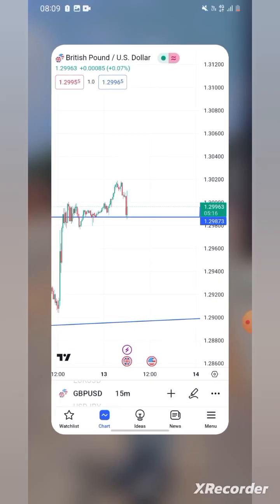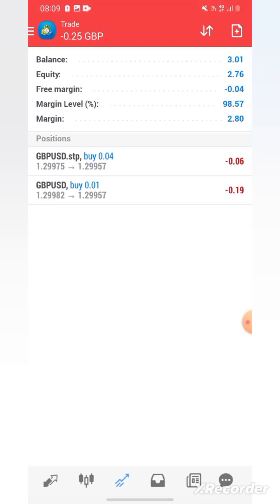So guys, I'll keep updating you. You know, guys, the trader will pull through. Now we're at a loss of 25 GBP. And you must know 1 GBP is equal to 25 rands. That means in South Africa, 25 rands. Yeah, so 1 GBP goes to 25 rands.